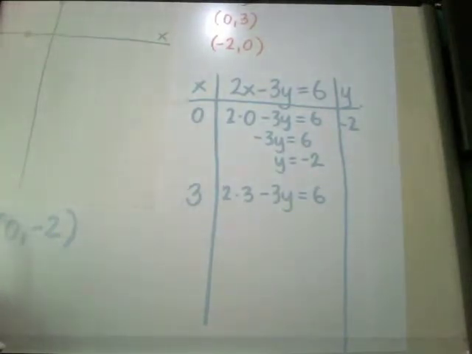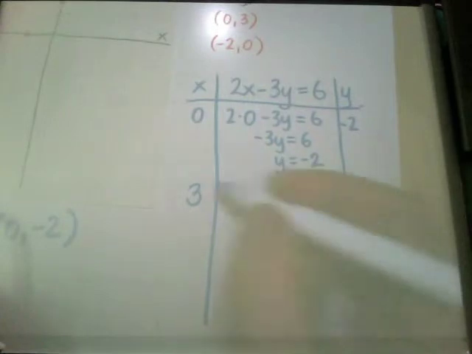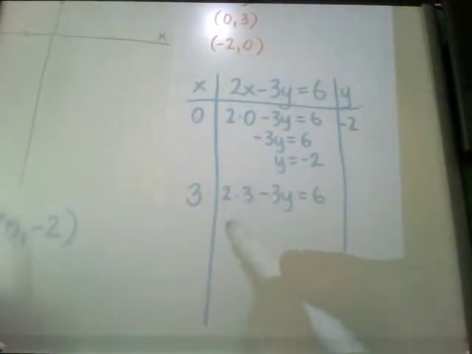Now let's say you picked 1 and you ended up with a fraction. You can try to graph that. You just have to be very careful because if it's wrong, it's hard to tell if you get it wrong in fraction form. 2 times 3 is 6.